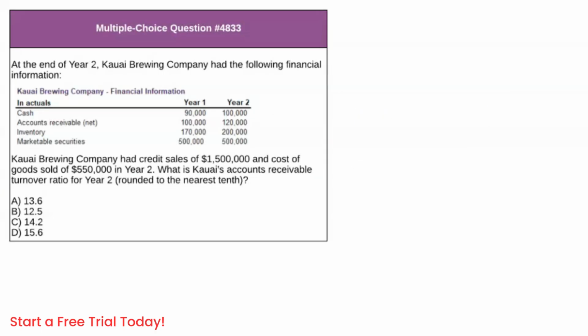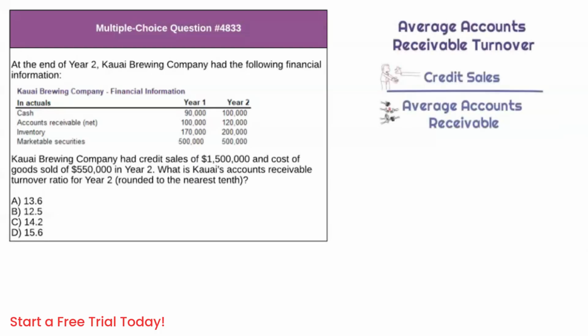So in this question, we're focused on Kauai Brewing Company. Yes, another brewery in the great state of Hawaii. Gotta love it, right? And we're focused on the accounts receivable turnover ratio. So as you can see in the top right, for average accounts receivable turnover, the formula is credit sales divided by average accounts receivable. So we have credit sales of 1.5 million.